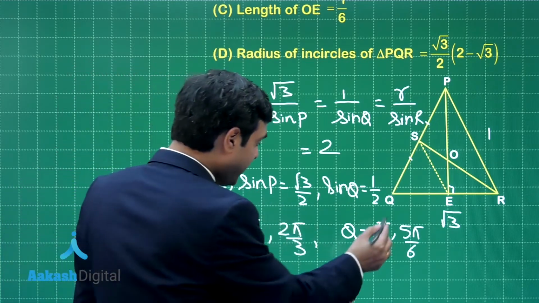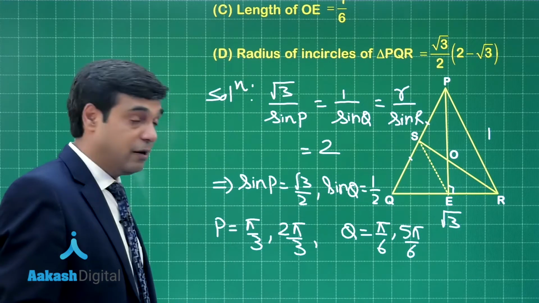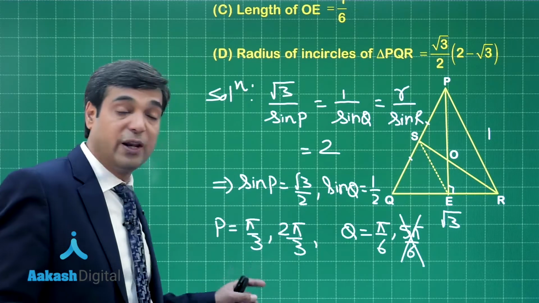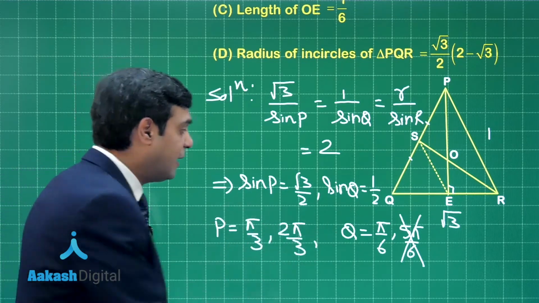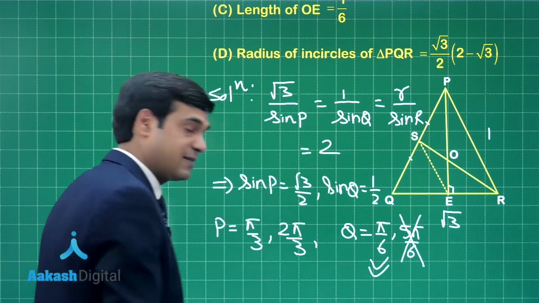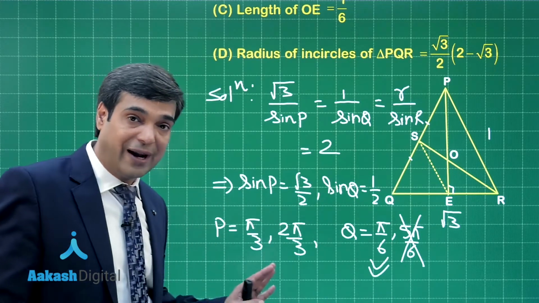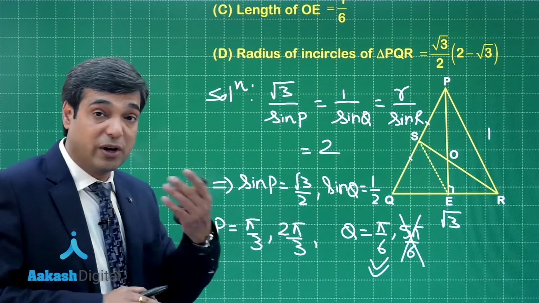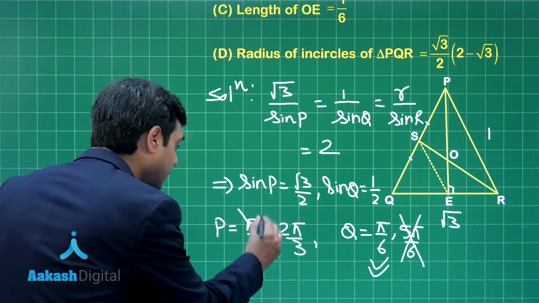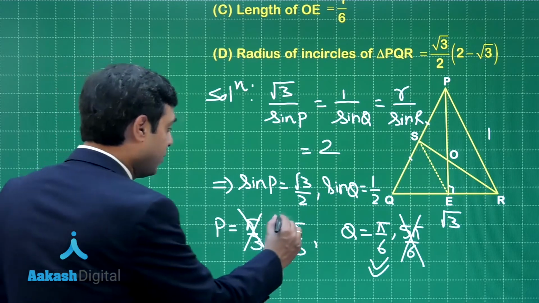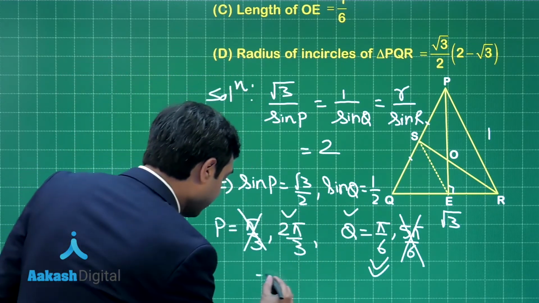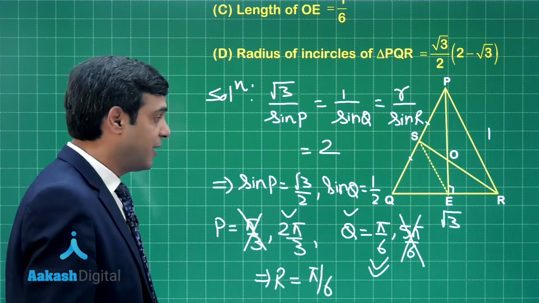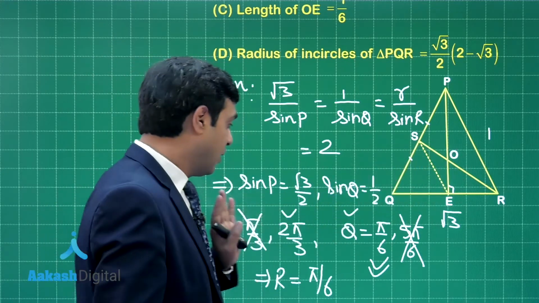Now when you take Q as 5 pi by 6, obviously it is not possible because neither value of P makes a triangle. So clearly Q should be pi by 6. Also, it is given that it is non-right angled. If you take pi by 3 and pi by 6 here, you will find that the third angle is 90 degrees, meaning pi by 3 is also not possible. So we get the values for P and Q, and from here we can also conclude R is pi by 6. That's clear. So angles Q and R are both pi by 6.